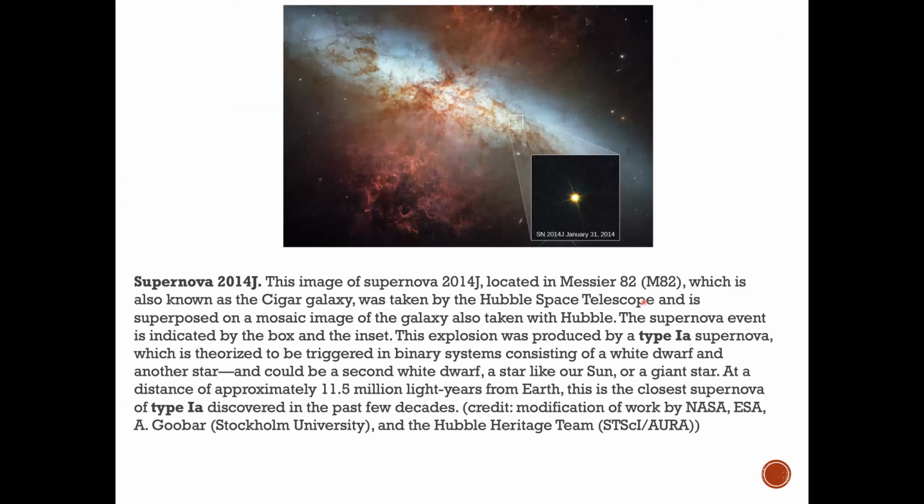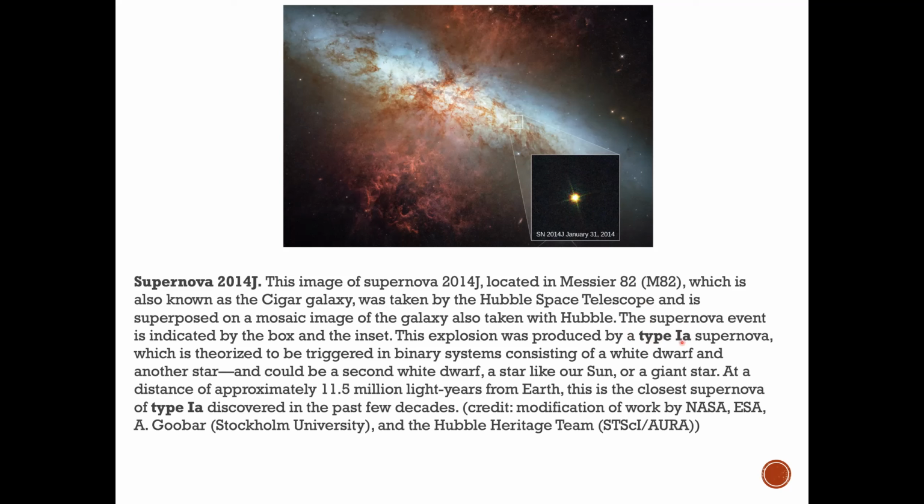Right. Now, this is another supernova that we have observed very recently. This is called supernova 2014J. This is again an image of supernova 2014J located in M82, or Messier 82, again a galaxy, and this is known as the Cigar galaxy. The image is again taken from the Hubble Space Telescope. And most importantly, this is a type 1A supernova, right?